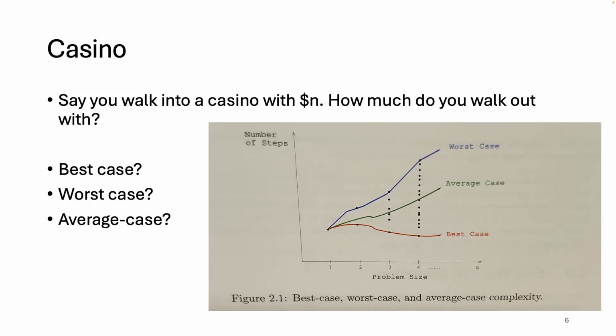What's the worst case? Lose all your money. So you can go from n down to 0, or maybe negative, which would be even worse. Average case? Break even. Walk in with n dollars, walk out with n dollars. Sure.